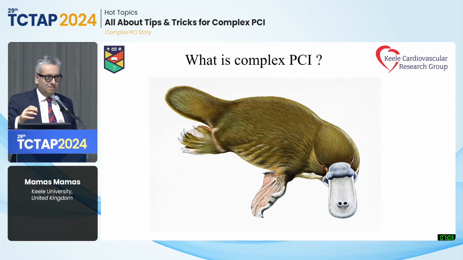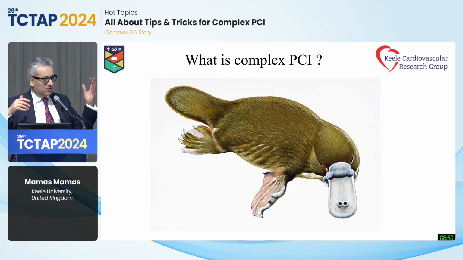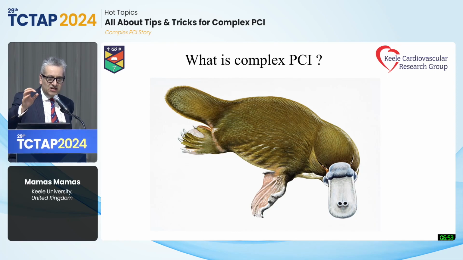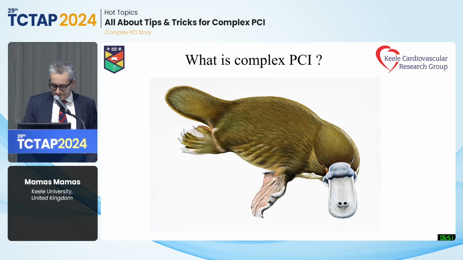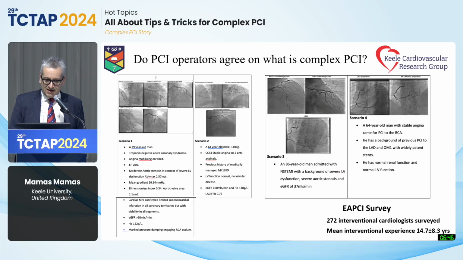So this is the duck-billed platypus. If I was to say to you, what is a duck-billed platypus? You may all struggle, say, oh, well, it's got a beak, it's got fur, it lays eggs. But if I show you a picture, you'll immediately be able to recognize it. So is that true? Can we recognize complex PCI when we see it? Well, the answer is no.